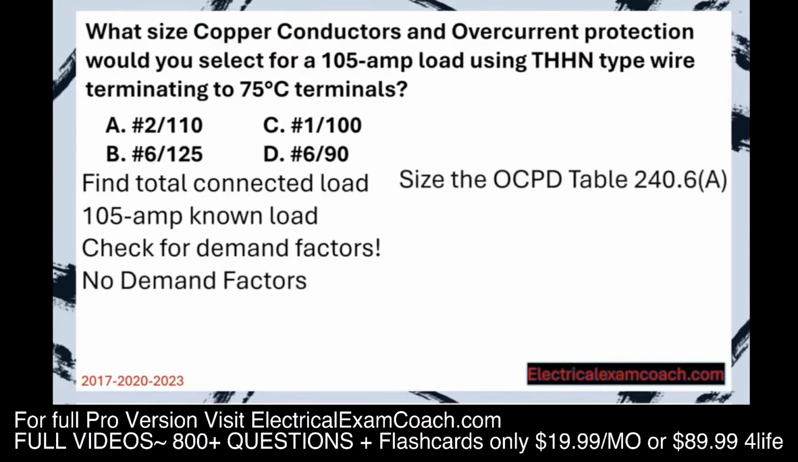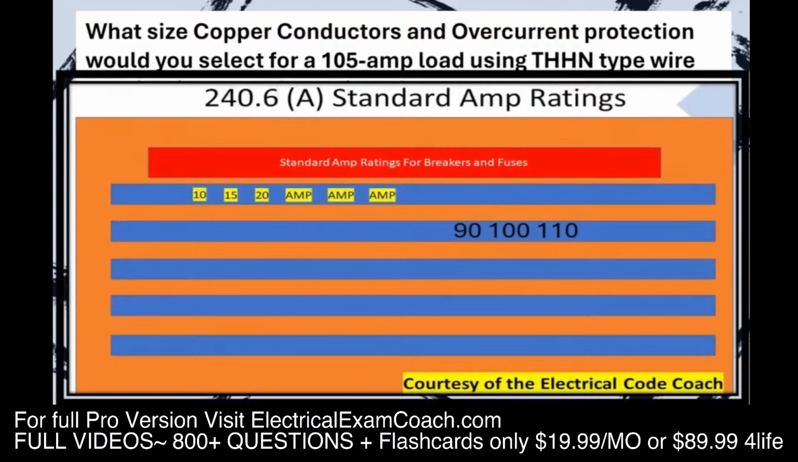First thing we're going to do is size our overcurrent protective device. For that, we head to table 240.6(A) and choose the next standard size up. And this is why it's very important for you to always go to the table and not just go off of memory or what you might do out in the field. Because out in the field, you might say, oh, this needs to be on a 125 because 125 is a common number. But how many of you know that there's actually a 110 amp breaker in between 100 and 125?